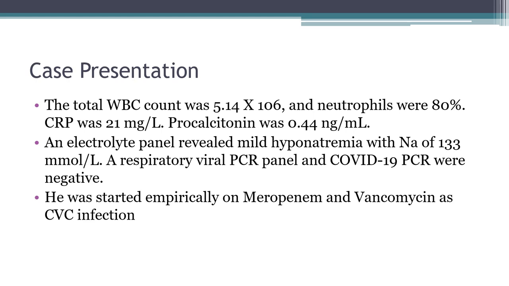The total white cell count for the patient was 5.14, with neutrophilia of 80%. CRP was only slightly elevated, it was 21, and procalcitonin was approximately in the normal range. The electrolyte panel only revealed mild hyponatremia with a sodium of 133. The respiratory PCR panel and COVID PCR were both negative, just to rule out other causes of infection. However, we couldn't find any.